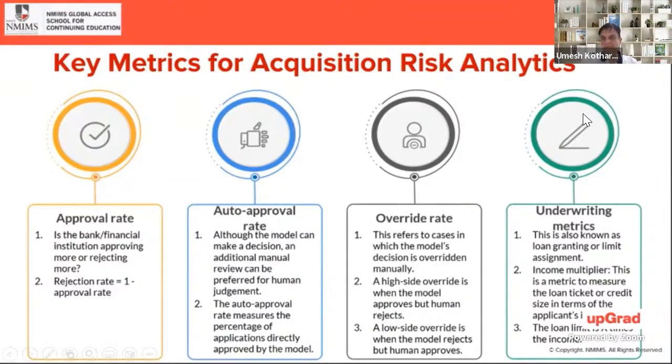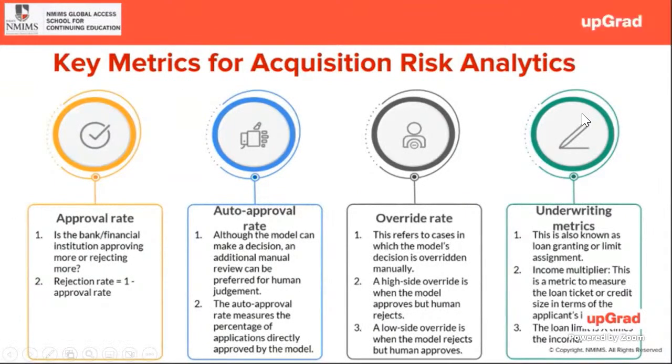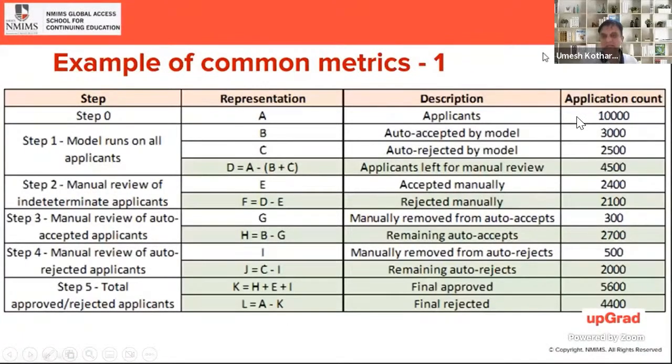We'll answer more of that when we look at this data and calculate a few metrics ourselves. In this case, you have 10,000 applications, of which auto accepted by the model is 3,000, and auto rejected by the model is 2,500. Total left for review manually is 10,000 minus 5,500, and that's 4,500.